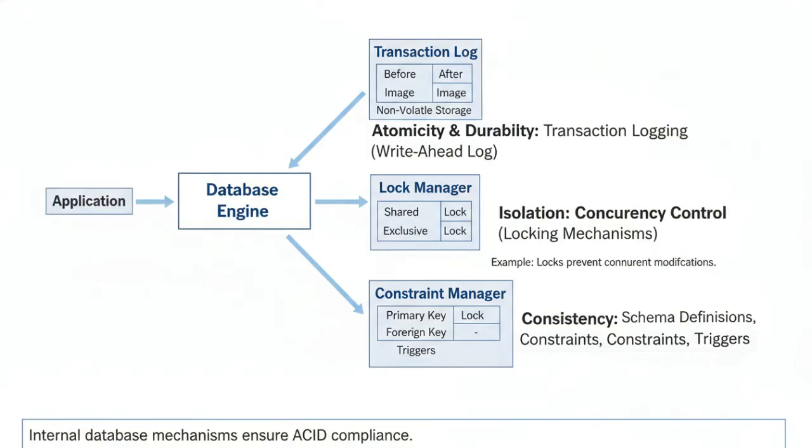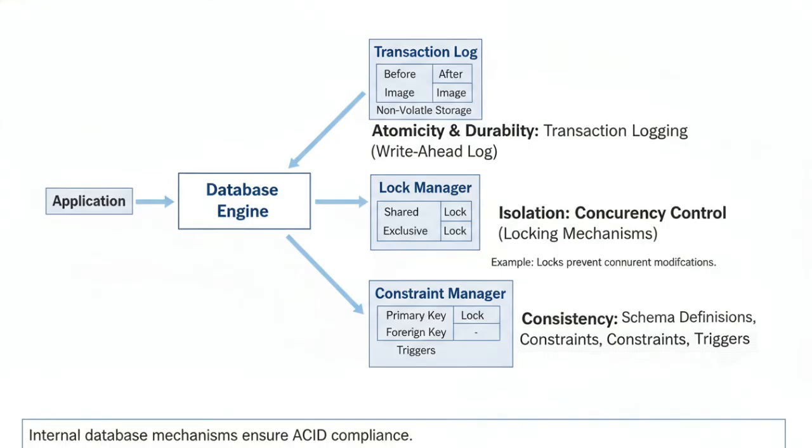Isolation is typically achieved using concurrency control mechanisms, primarily locking. When a transaction accesses data, it might acquire a lock, preventing other transactions from modifying or sometimes even reading that data until the first transaction completes. Different types of locks and isolation levels, like shared locks for reads and exclusive locks for writes, manage this delicate balance. Finally, consistency is enforced through schema definitions, constraints like primary keys, foreign keys, unique constraints, triggers, and application-level validation logic. Together, these internal workings ensure that the database consistently adheres to the ACID principles, providing a reliable foundation for data operations.